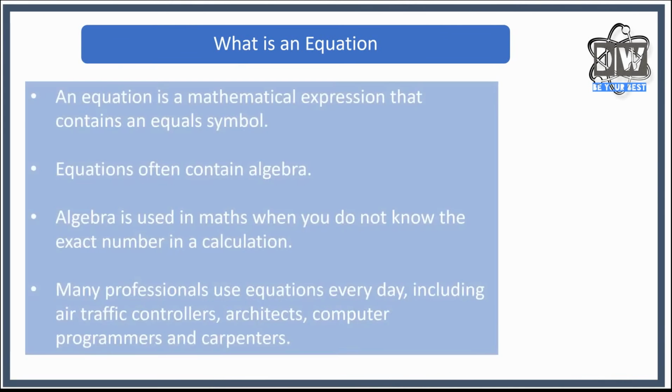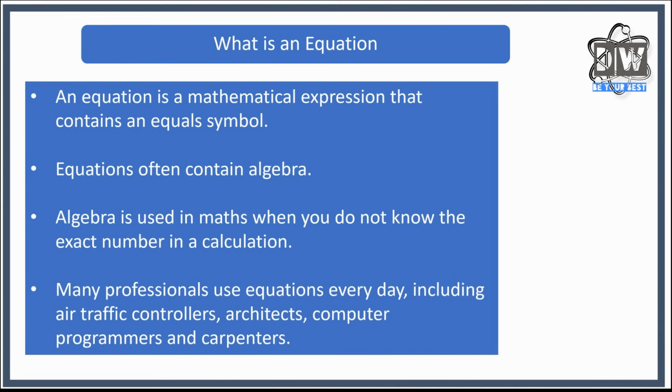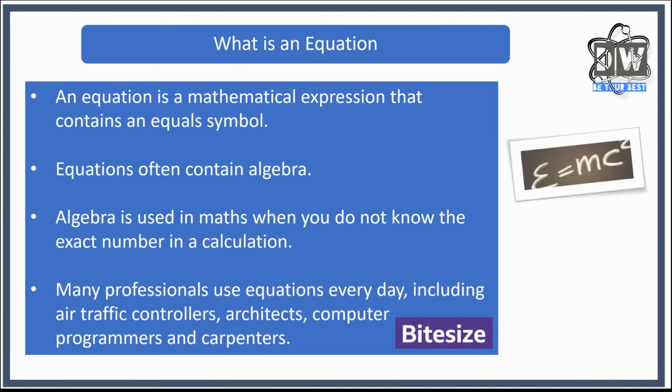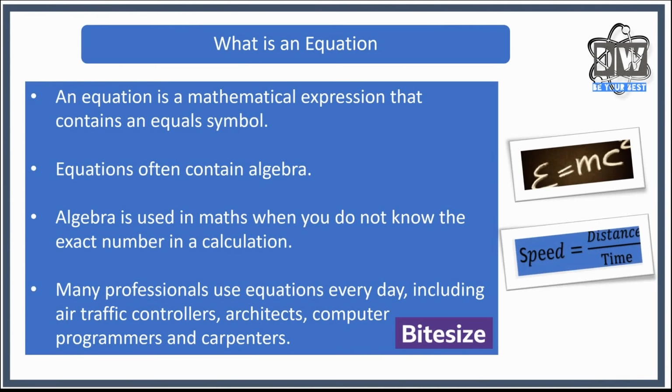So what is an equation? We've done this before. An equation is a mathematical expression that contains an equal symbol. Equations often contain algebra, which is letters, to cut it right to the point. Algebra is used in maths when we do not know the exact number in the calculation. So here's some famous examples. That's from BBC Bitesize.